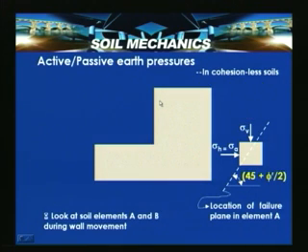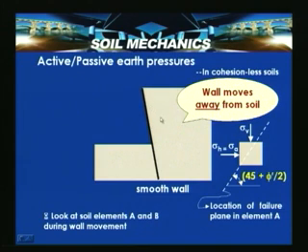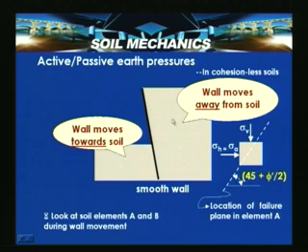So, this is a smooth wall with a smooth interface, subjected to deflection. Now, you can see that the expansion which has taken place induces a lateral expansion, and sigma h now tends to become sigma a, and that is called active earth pressure. And in this case the wall moves towards the soil, where the passive condition is represented.